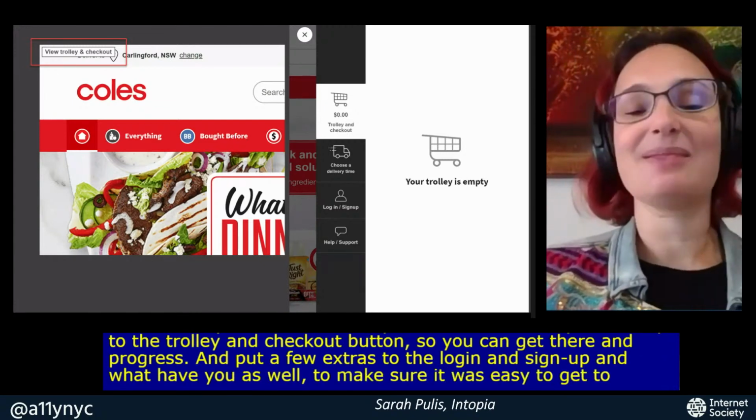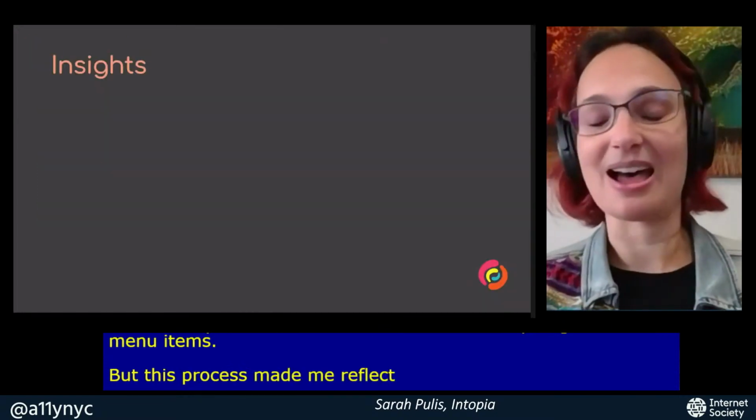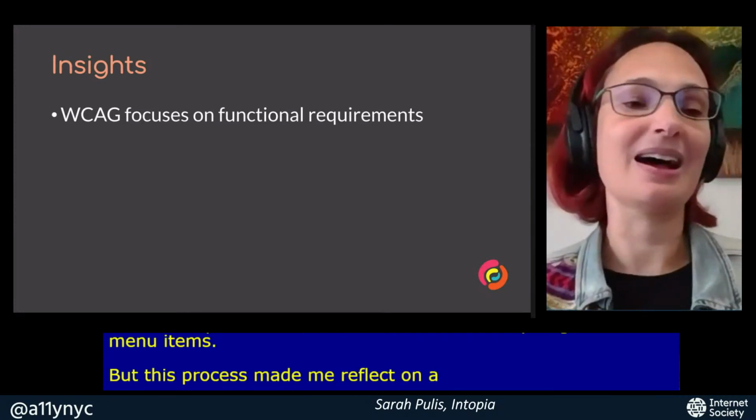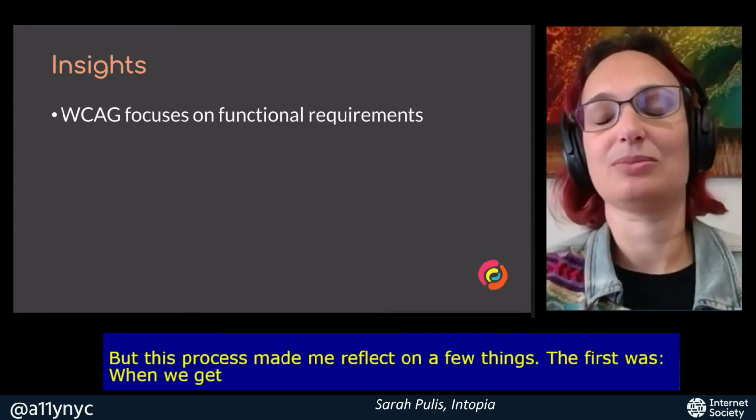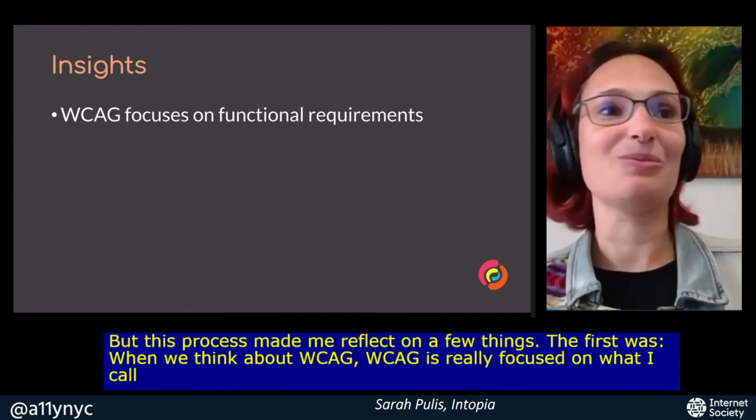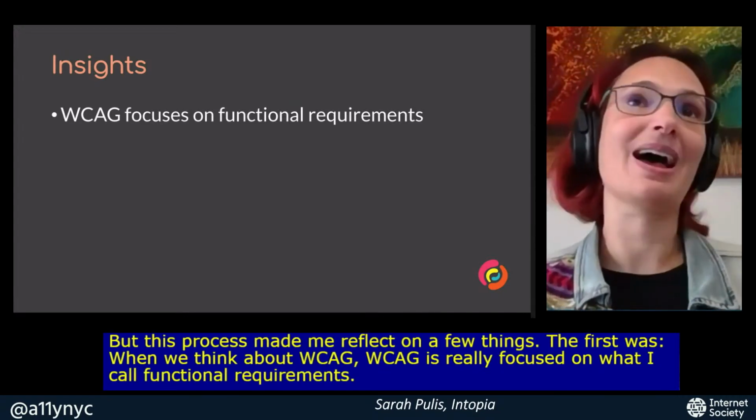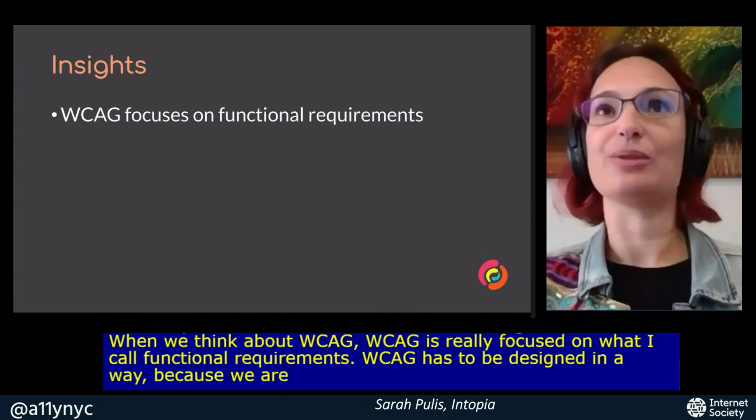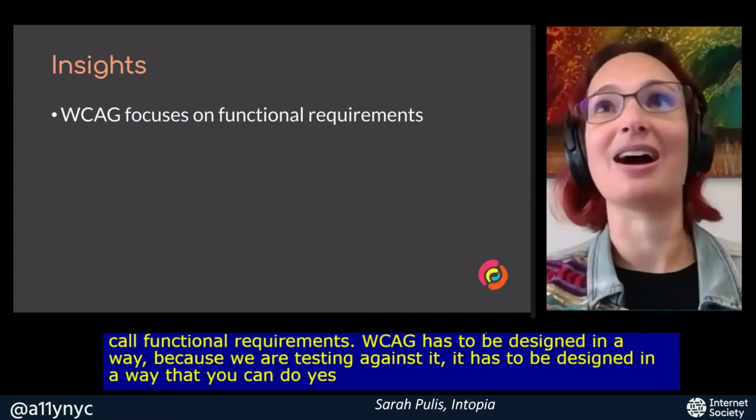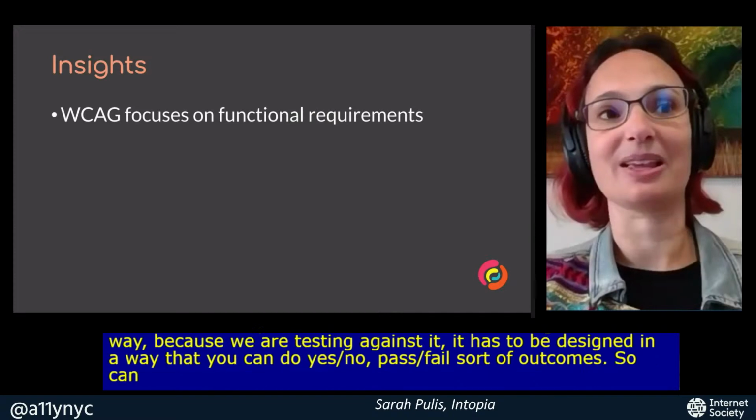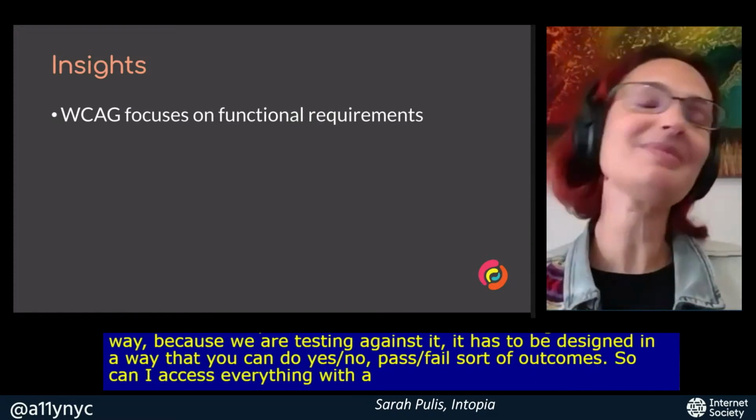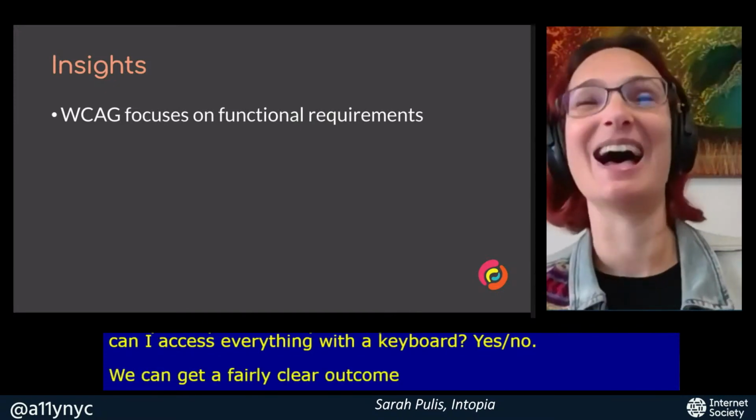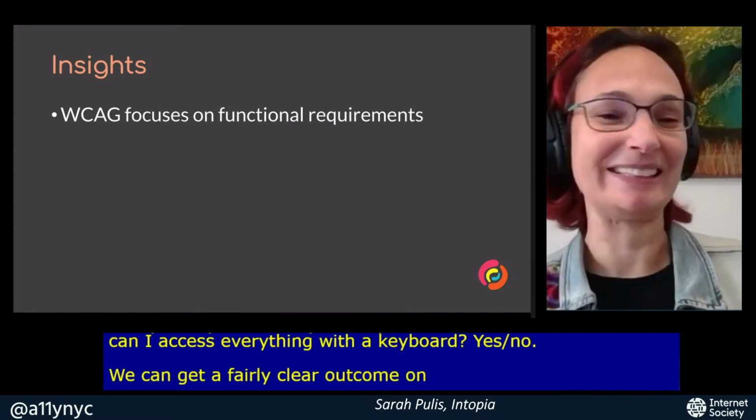But this process made me reflect on a few things. And the first one is that when we think about WCAG, WCAG is really focused on what I'd call functional requirements. WCAG has to be designed in a way, because we are testing against it, that you can get yes, no, pass, fail sort of outcomes. So can I access everything with a keyboard? Yes, no. We can get a fairly clear outcome on that, to paraphrase the success criteria.